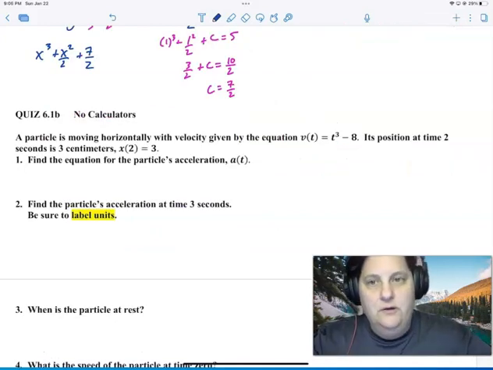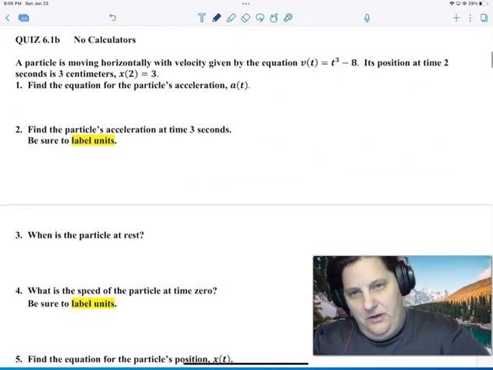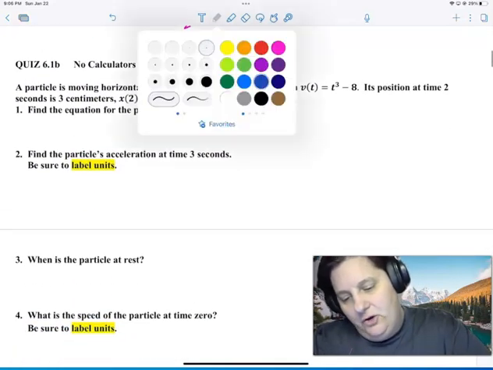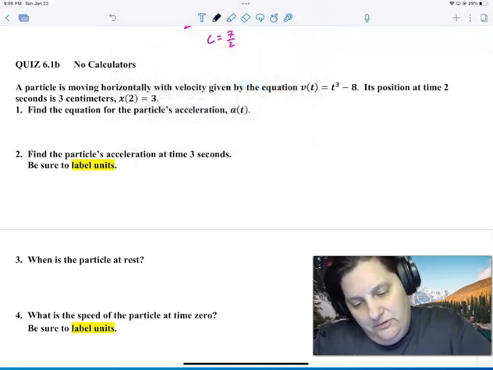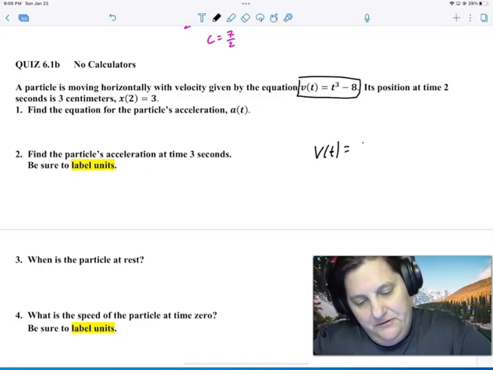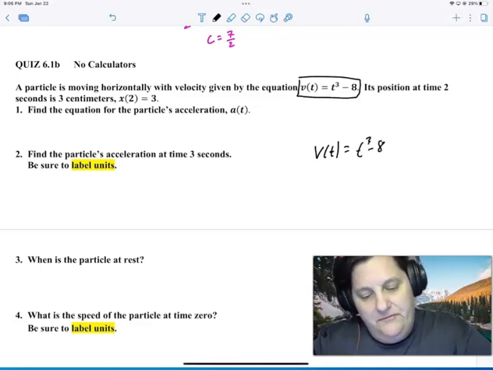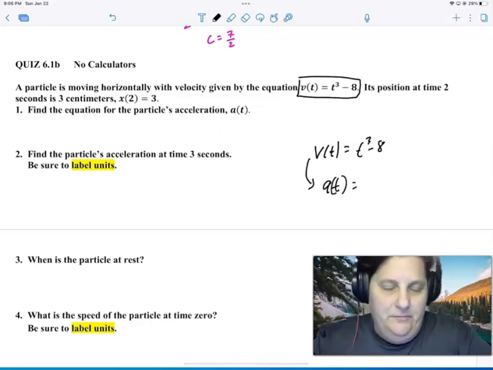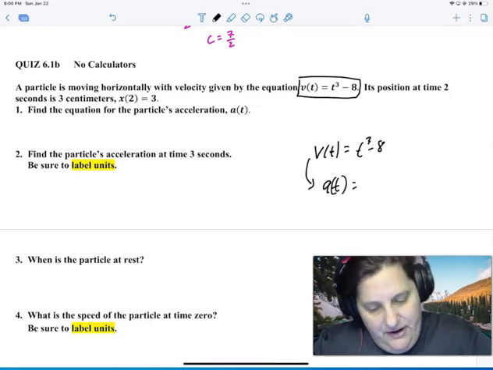All right, here we go. Now we have another quiz. This is a little question about some particles. What it gives me is velocity. Now, with velocity, I know I can go this way and get acceleration. I know I'm going to need that for this problem, so I might as well just do it right now.